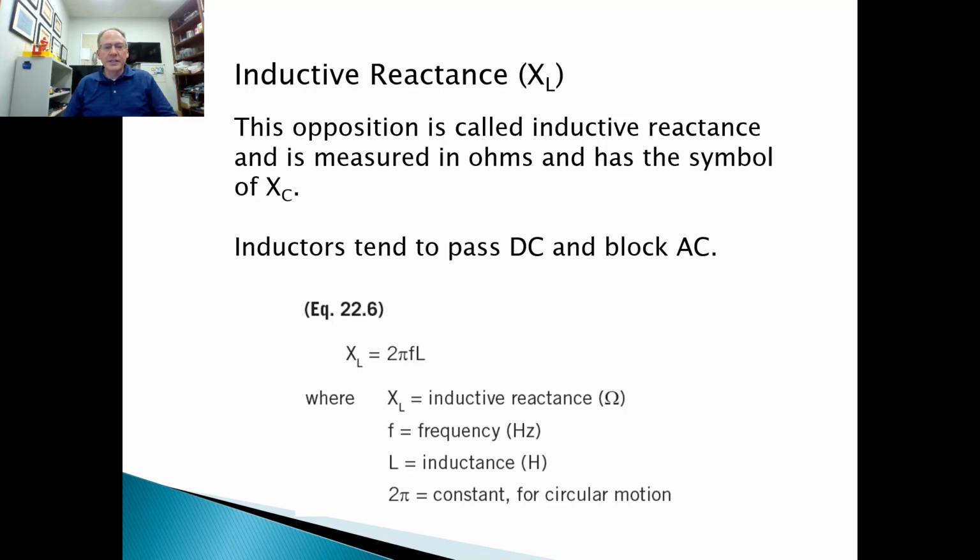Now remember, inductors will pass DC and block AC, and the capacitor is the opposite. So remember, X of C equals 1 over 2 pi F C. In an inductor, X of L equals 2 pi F L, where X of L is the inductive reactance, the frequency is in hertz, the inductance is in henrys, and 2 pi is 2 times pi.